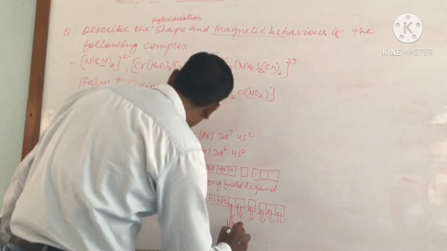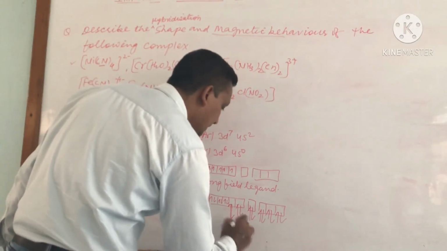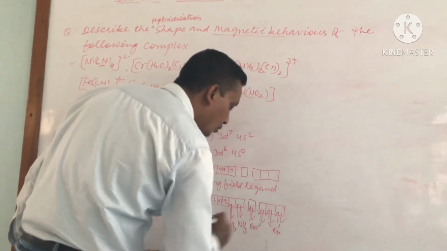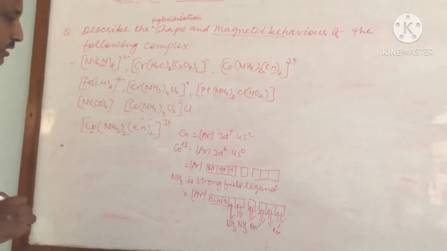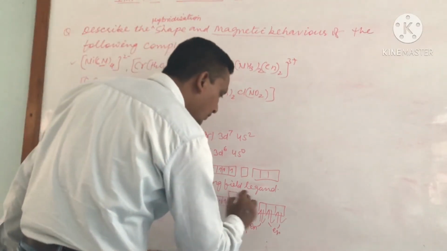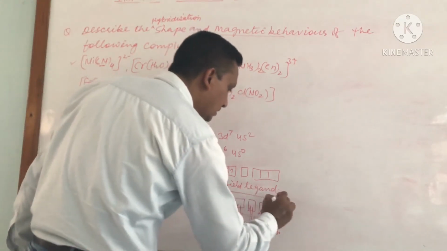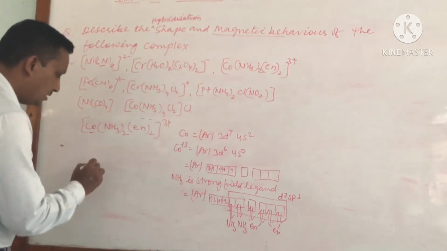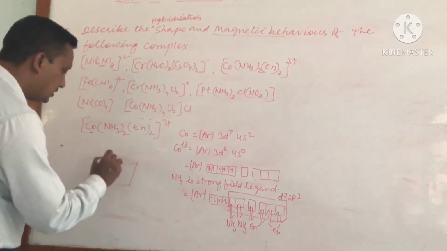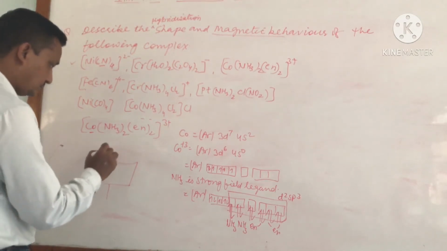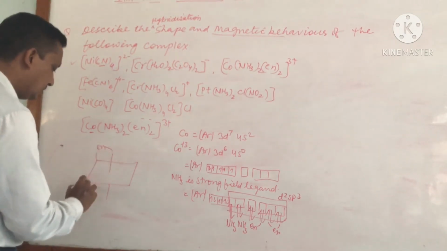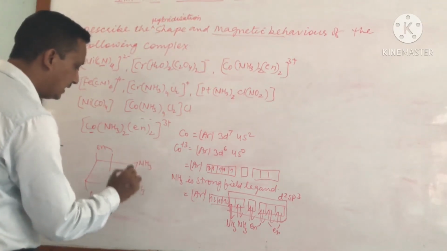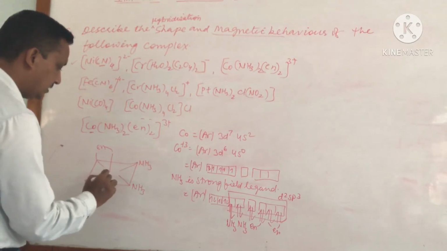This is, suppose, NH3, then en, okay, then en. So 2 paired electrons will be provided by each en, and we get the hybridization d2sp3, and for d2sp3 hybridization we can draw the geometry of the molecule like this. This is en, this is en, and this is NH3, and this is NH3, like this. Okay, and this is cobalt.